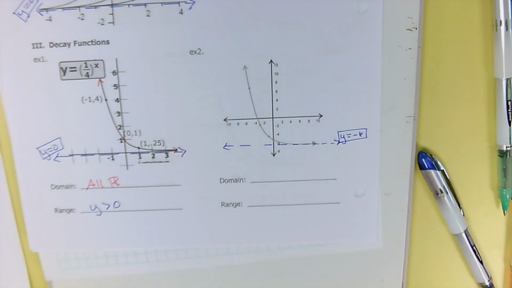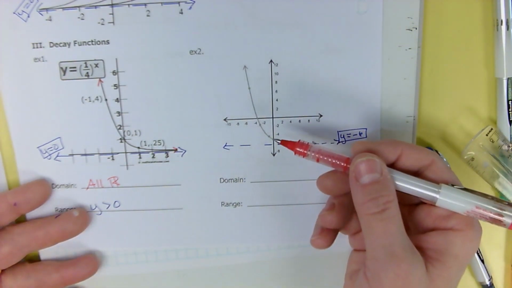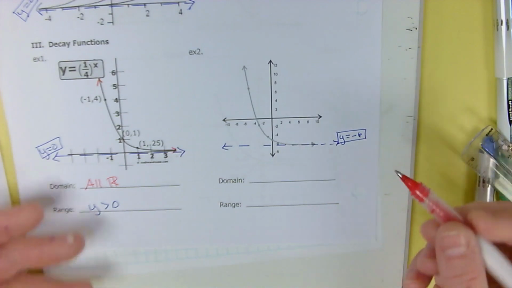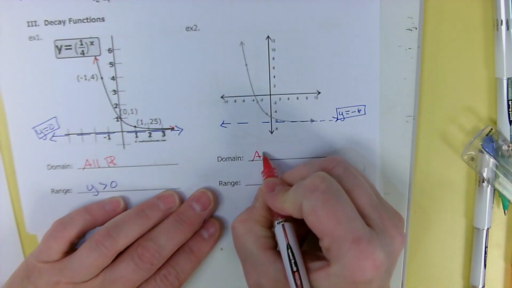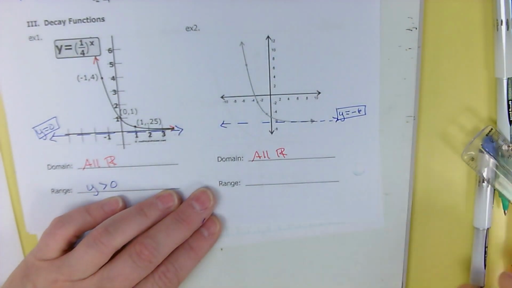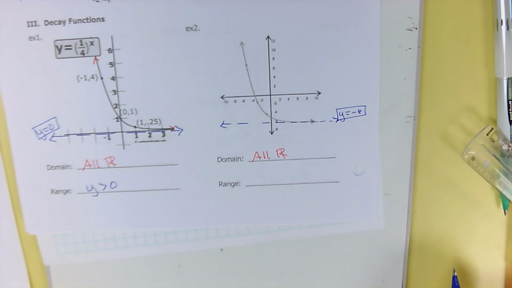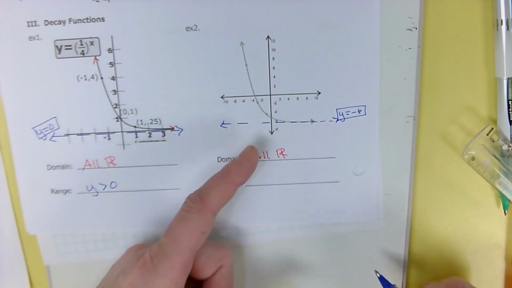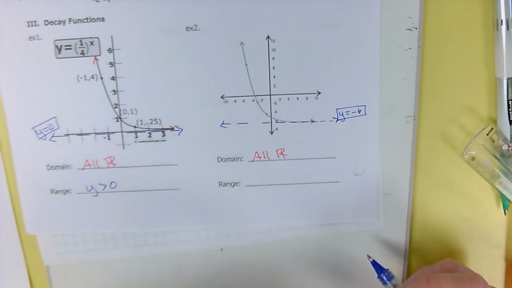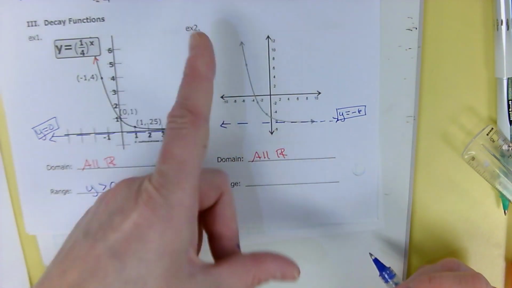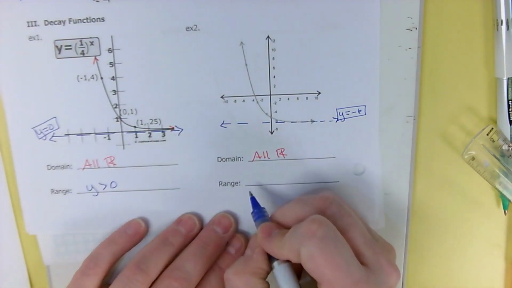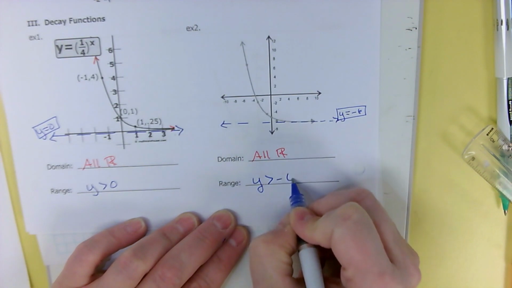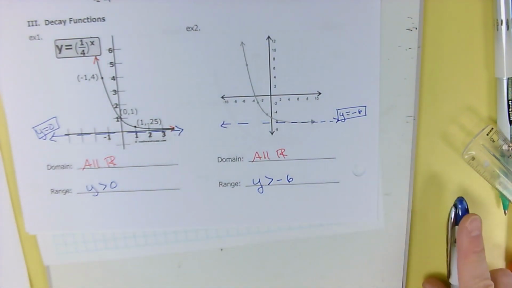So as far as domain goes, your values go infinitely left and infinitely right with no breaks or gaps. So all real numbers. But your range is different because I now have negative values. So my y values, my range is everything above -6. So it's going to be y greater than -6.